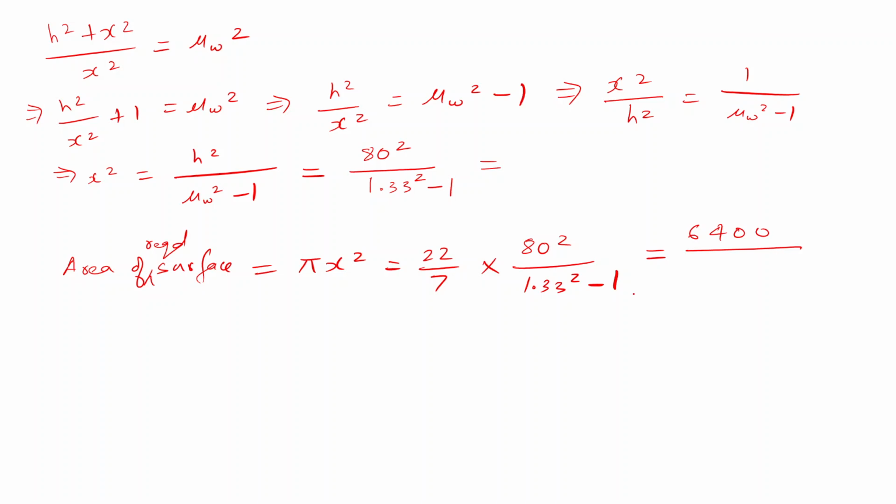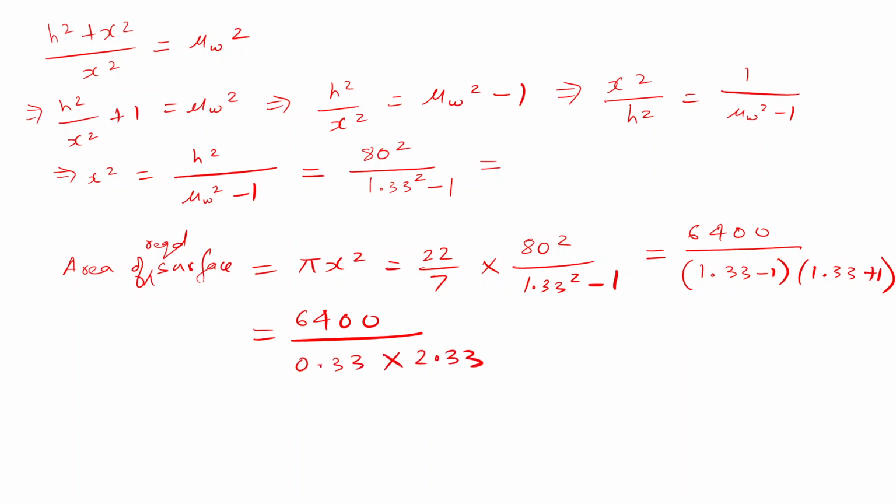6400 divided by what? This will be 1.33 minus 1 and 1.33 plus 1, right? Because (a plus b)(a minus b) is a square minus b square. So from this, 6400 over 0.33 multiplied by 2.33. That means 0.33 multiplied by 2.33 is 0.7689.